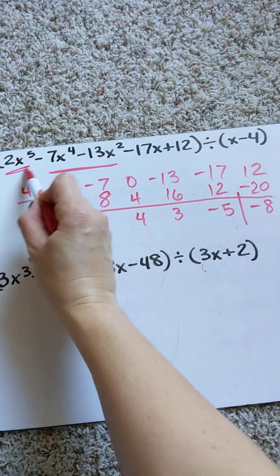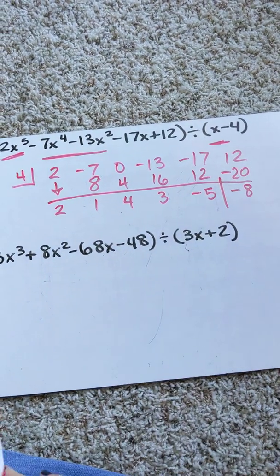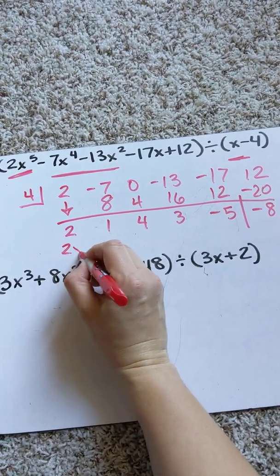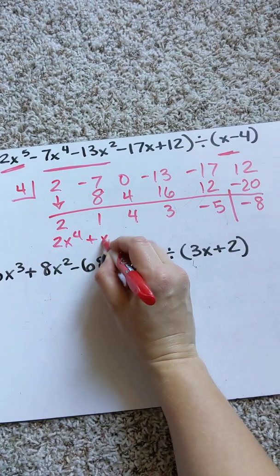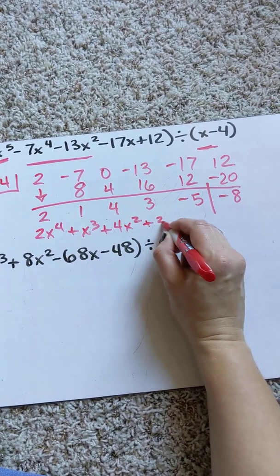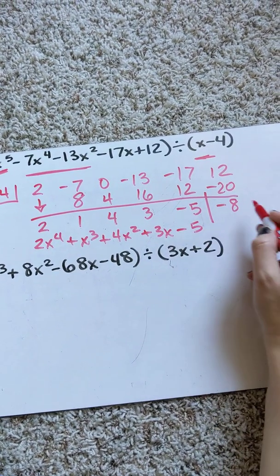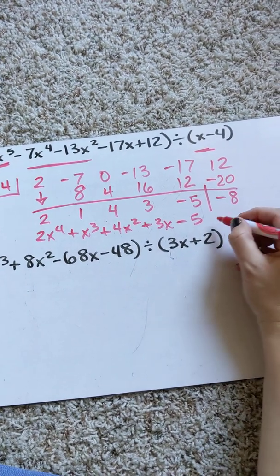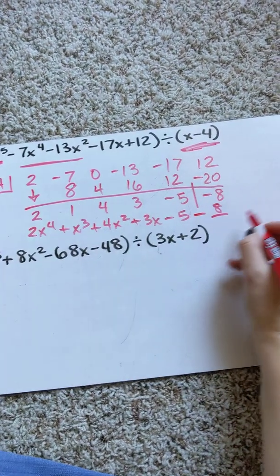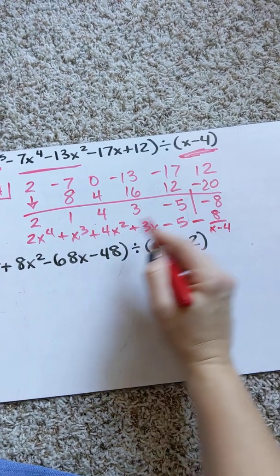Or think, because this is x to the 5th, divided by x, then you're going to start with x to the 4th. So 2x to the 4th plus x cubed. Just continue descending in order. And then this is your remainder. So minus 8 over that, x minus 4.